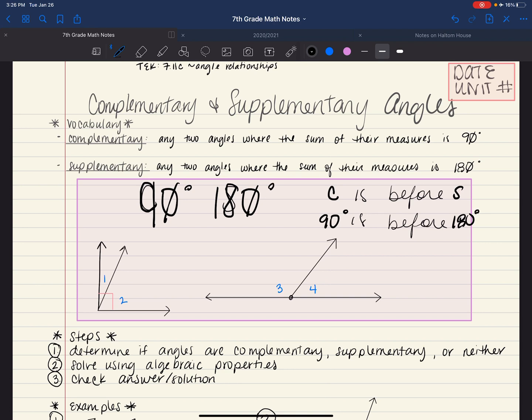And then we have these two illustrations. The measure of angle 1 plus the measure of angle 2 equals 90 degrees, right? The measure of angle 3 plus the measure of angle 4 equals 180 degrees. So basically, all you really truly need to hold on to is that complementary is 90, supplementary is 180.